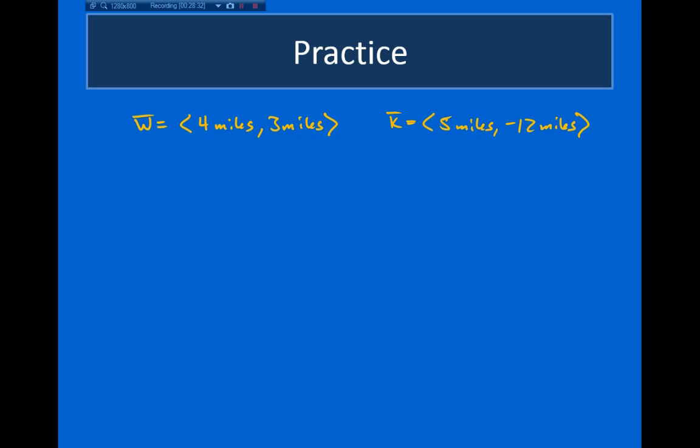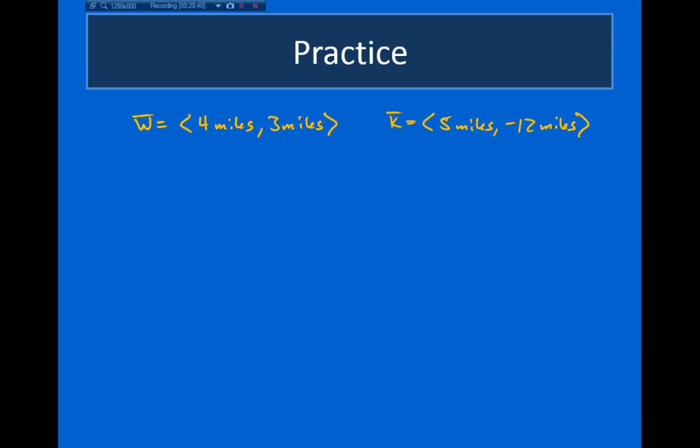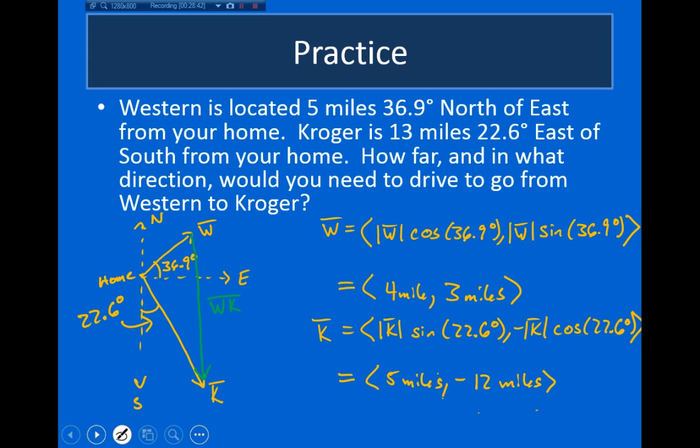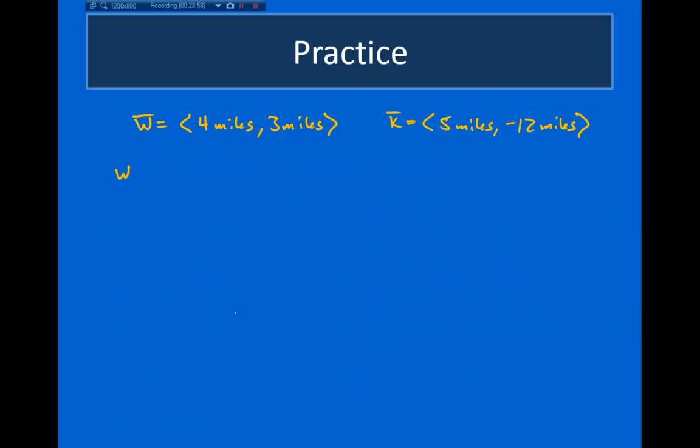So now I want to take the difference between these two. Remember that we had this in the previous slide, W minus K, oh no, I erased it. I'm sorry, WK is K minus W, right? Remember that you start from the vector you're subtracting, pointing to the vector you're subtracting from. Okay, so it's K minus W. That's what WK is.